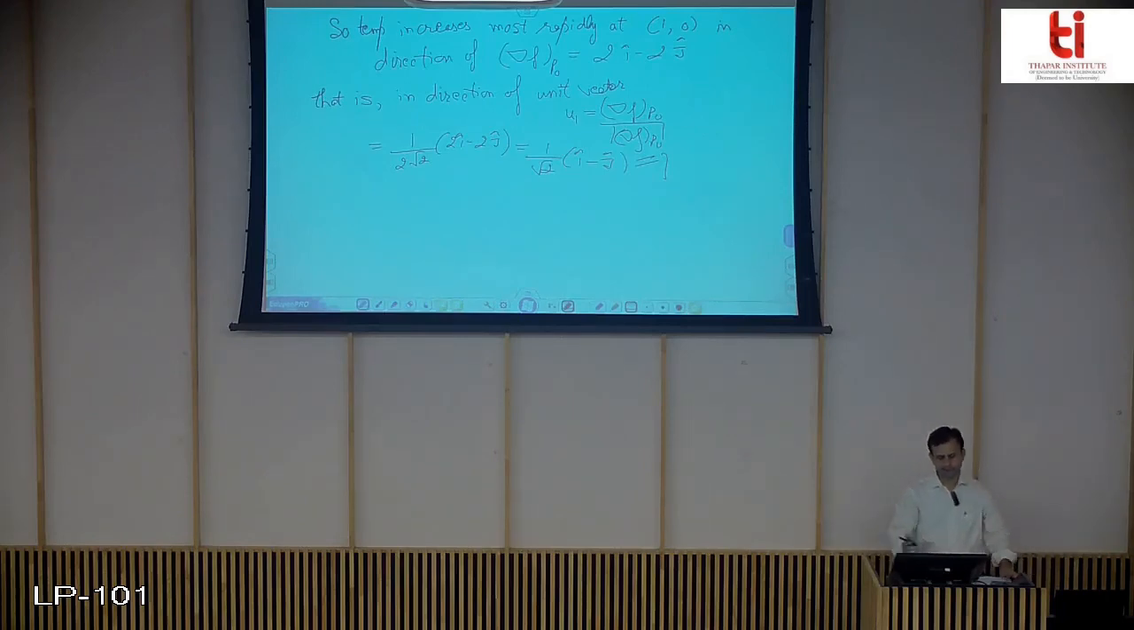Next is in which direction it decreases. But before that, if he has asked you what is going to be the directional derivative in this direction, the directional derivative in this direction is simply the magnitude of the gradient at point P0, and that we have found already, that is 2 root 2. So that is done. This is how we can proceed in this question.